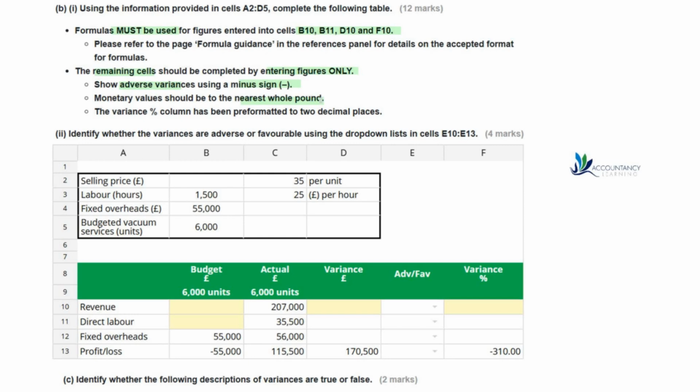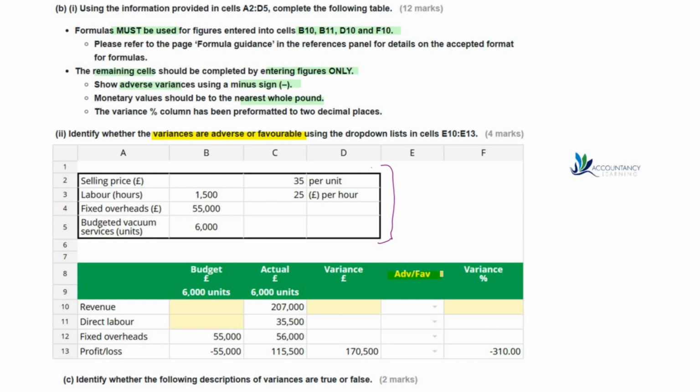So let's have a look at what we need to do. We need to complete the table using the information that we're given here. And we also need to identify whether the variances are adverse or favourable, and that's in the drop downs.